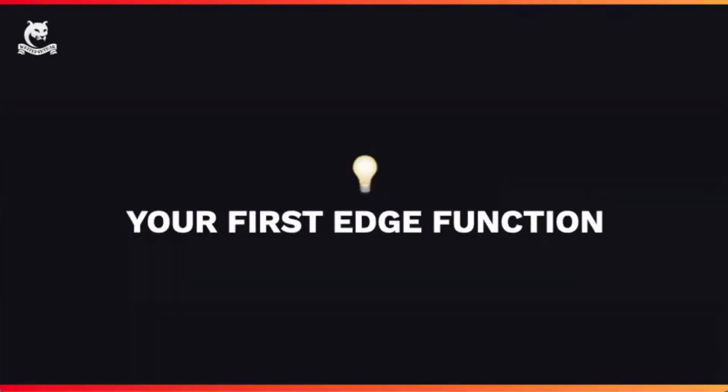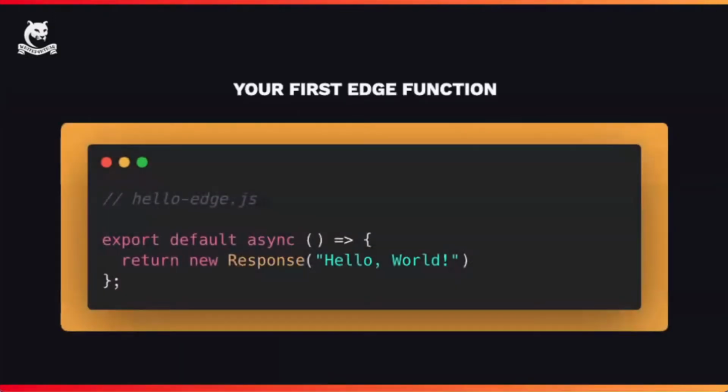So what does an edge function look like? Here is a hello world example. An edge function is a function, just a bit of code that does something. And this hello world example is written in JavaScript, but you can also use TypeScript if you prefer. Here we export a default async function and we return a new HTTP response with a string hello world.